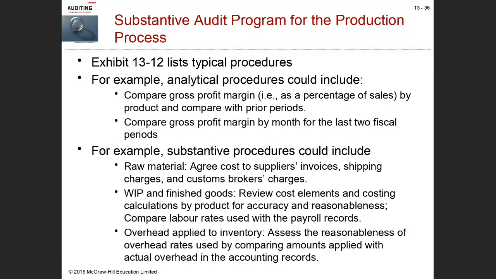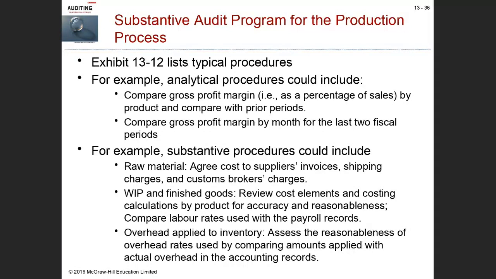So let's say raw material cost is normally 10% of the total work in process cost. Is it this year? Is it this month compared to last month? These internal ratios with respect to these inventory accounts are very consistent normally.